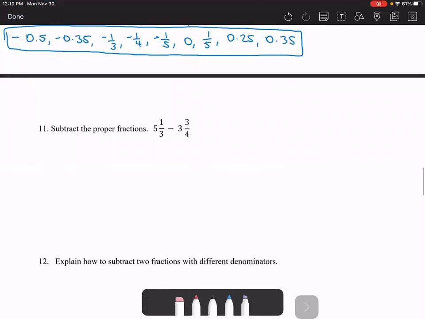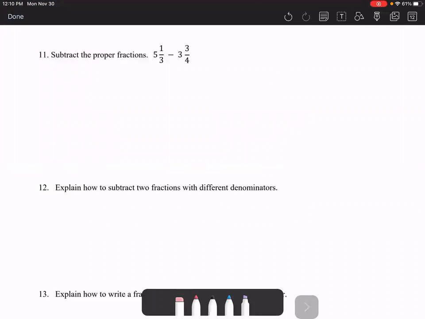Okay, so number 11 is about subtracting fractions. So this one is a little bit tricky in its wording. Sorry, my pencil got unpaired again. This one tells you specifically to subtract the proper fractions.